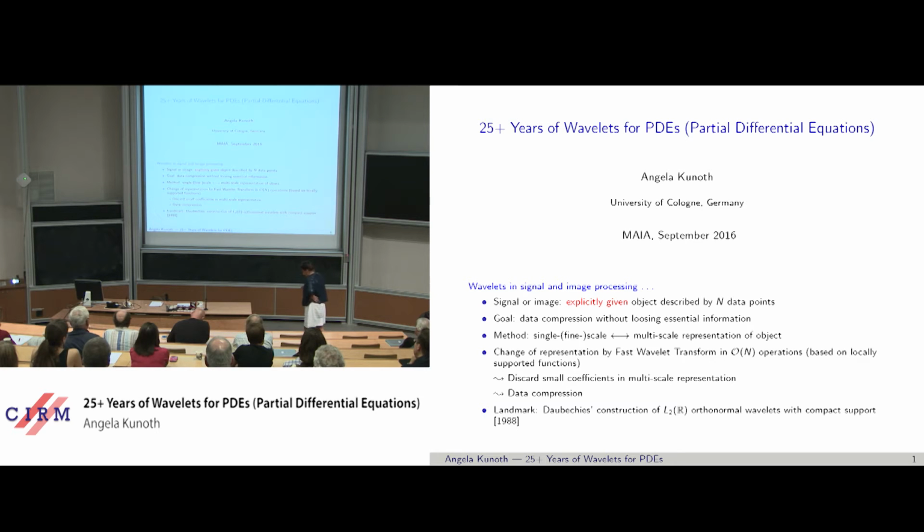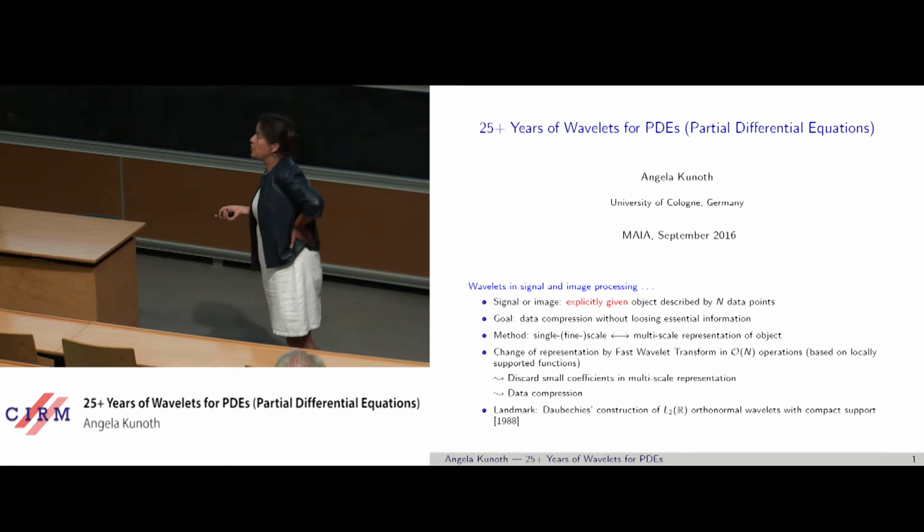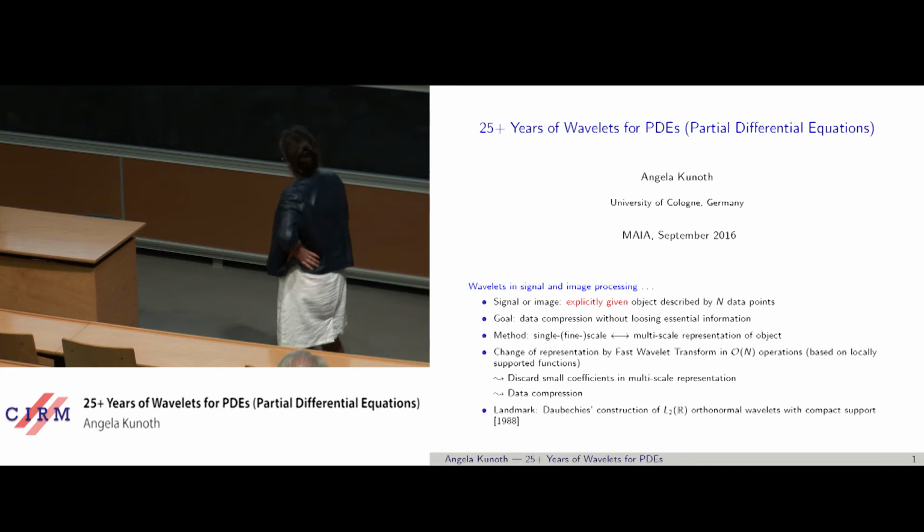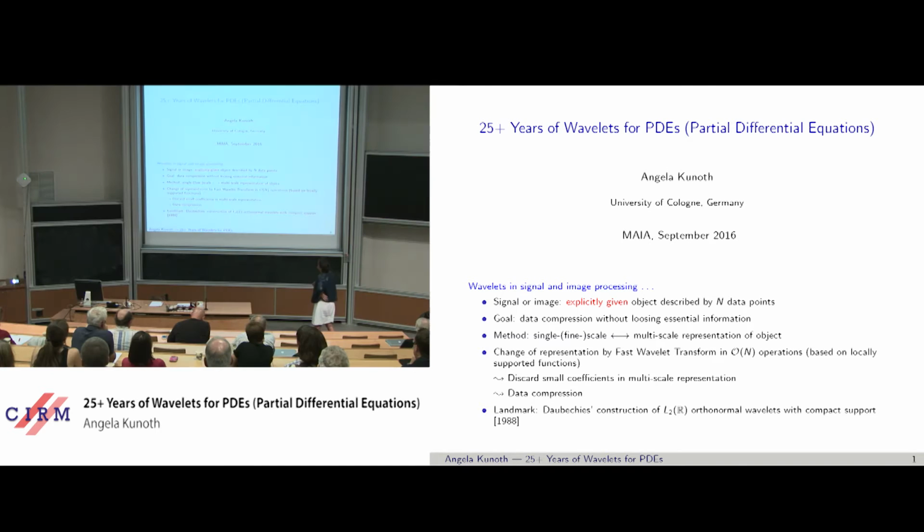Of course, the fast Fourier transform has been around for many, many years, and the JPEG standard was based on that. The essential idea of the method is that the object, the signal or the image, is usually given or plotted in terms of a single fine scale, which also gives an idea about the complexity of the problem. The finer the scale, the larger the number of data points.